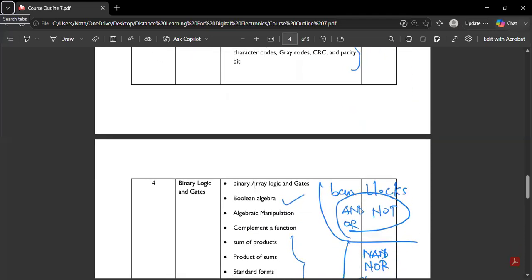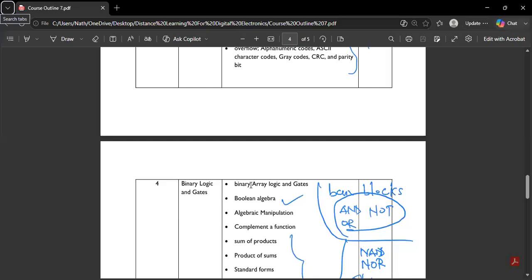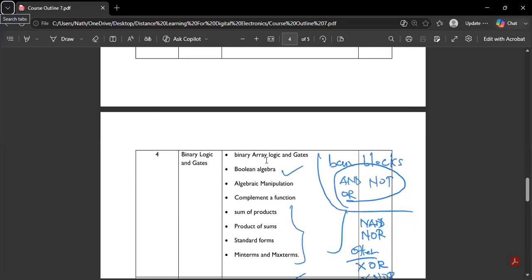And then week 4, we look at binary logic and gates. Under binary logic and gates, you have the basic gates, the universal gates, and other gates. The basic gates are the AND, the NOT, and the OR gate. AND is just a multiplication of binary inputs. Then OR is basically the addition of inputs. And then the NOT is just the complement, right?